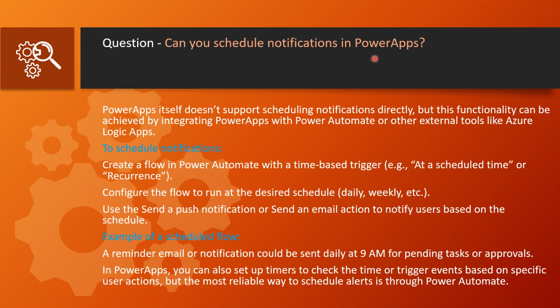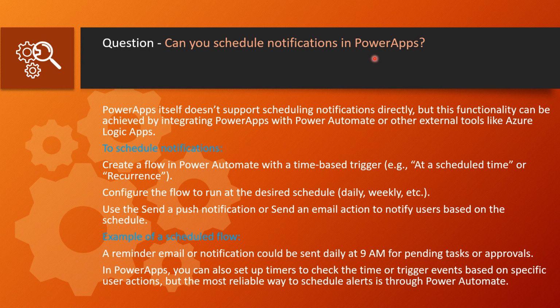If you want to schedule a notification, what will be the steps? You need to create a flow in Power Automate, and that should be timer based. In Power Automate there is an option to create a scheduled job. You can define the recurrence and configure the flow to run on the desired schedule, whether weekly, daily, or monthly. After that, you can send a push notification or the email action to notify users based on a schedule.